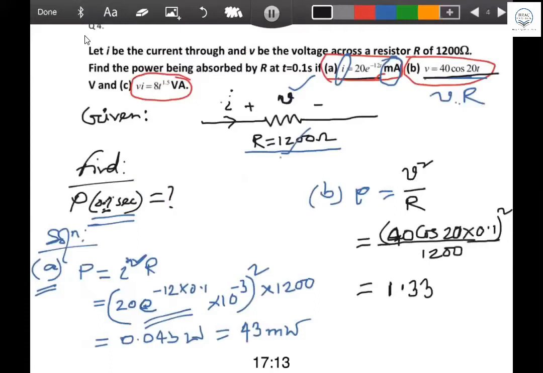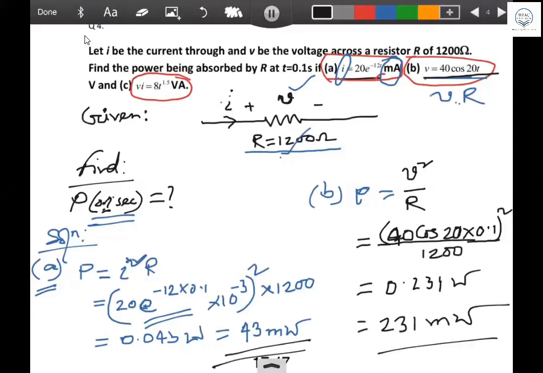So can you please change your calculator into radian mode and then redo the calculation? I think you should know how to change to radian mode. And tell me what is the answer. Muntasir, your answer is 0.23 watt. 0.231 watt, which means if you convert into milliwatt, it is 231 milliwatt, multiplied by 1000. So these are the answers you are getting for number B.